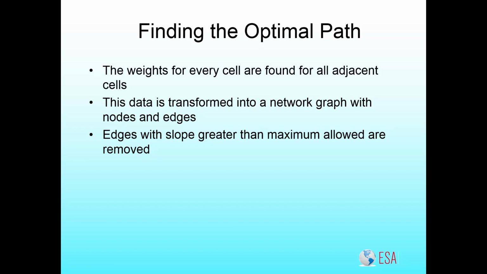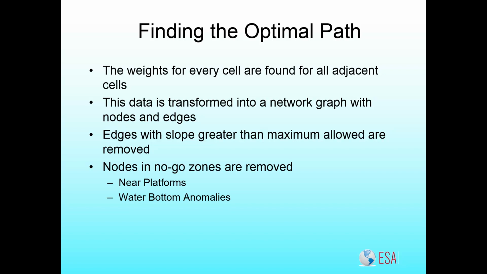Now we do give you the option of allowing a maximum slope if there's some slope you never ever want to cross over. We let you select that, and so if there are edges that cross that threshold, we remove them from our network, and so they're impossible to traverse and will never be returned in the output. Additionally, some of the nodes can end up in no-go zones, and that would be things that are near platforms. We don't want your pipeline path going too close to a platform, so we allow that. And additionally, if you select water bottom anomalies, we'll also remove those nodes.